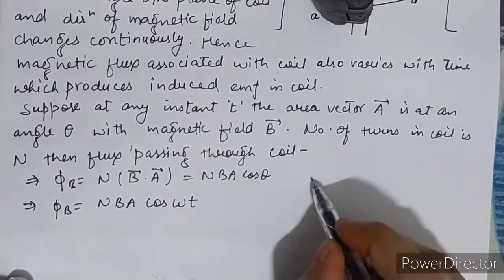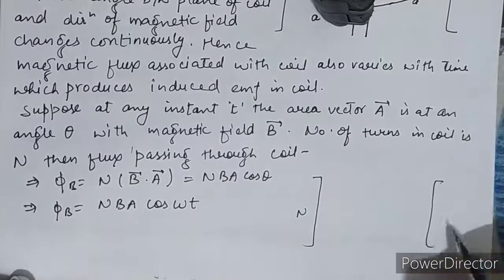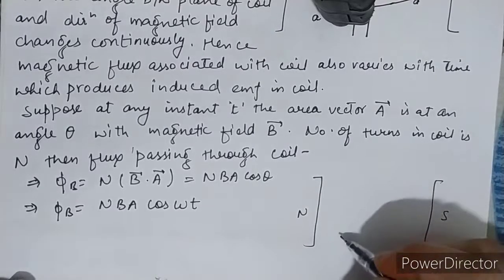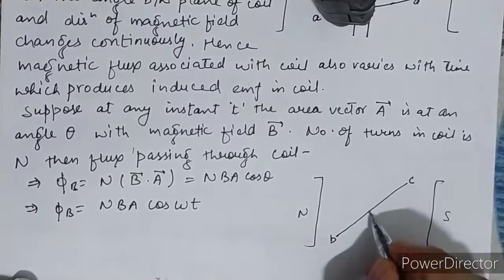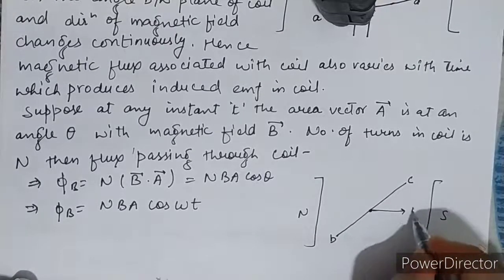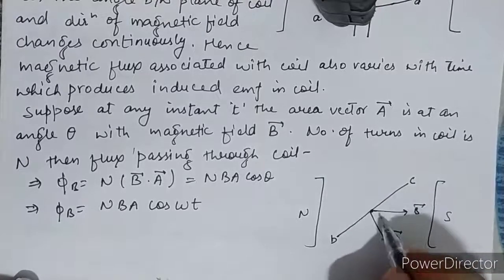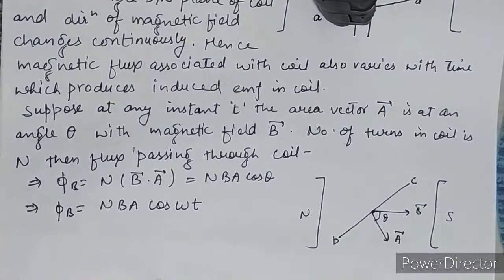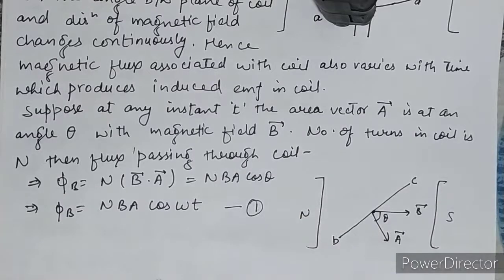Okay, and the further diagram is just like that. In a uniform magnetic field like this, B and C is placed. I am just taking one of the faces B and C, and here the magnetic field is there, and with the direction it was making the angle theta. Okay, like this. So this will be equation number 1.